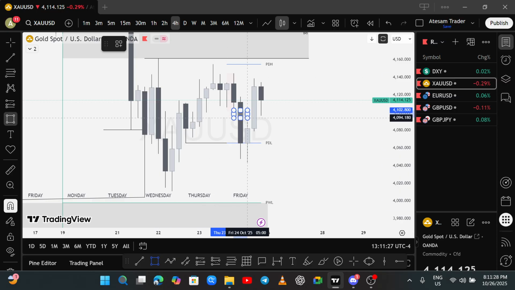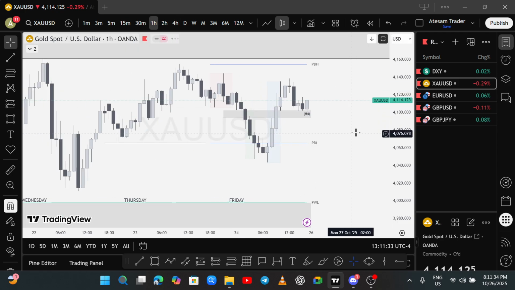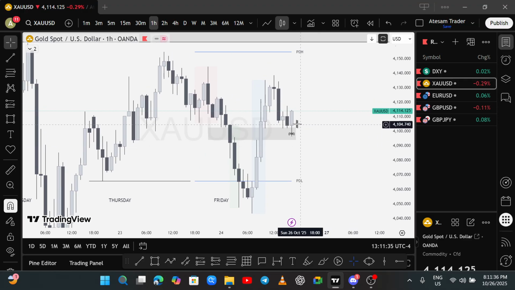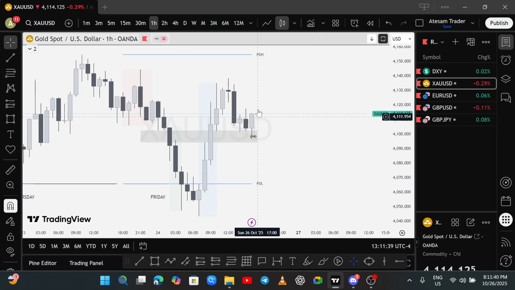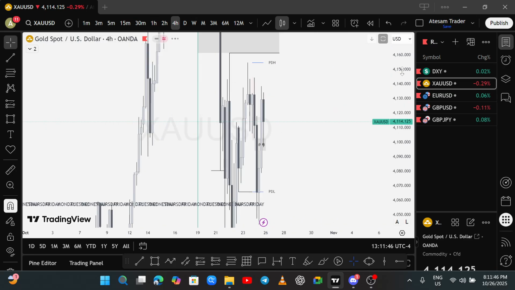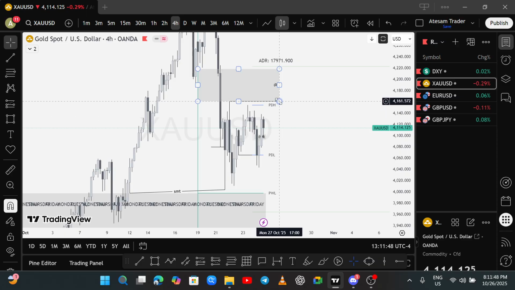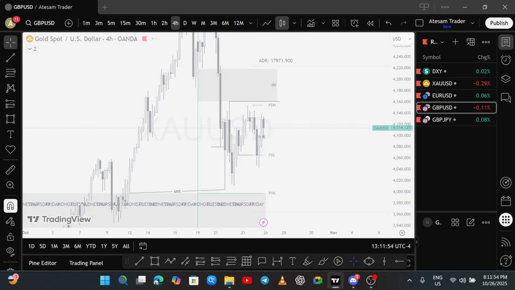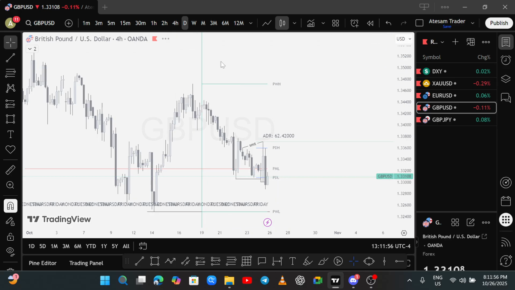Also, we are inverting this fair value gap on the H4 and also respecting it here. If you see the 1 hour, what do we have? We formed the order block and this is a strong close, bullish candle. So I am expecting gold should expand on Monday. I look to buy gold on Monday and my target will be this daily fair value gap. This will be the first target. Gold looks good to buy and GBP USD looks good to sell on Monday.